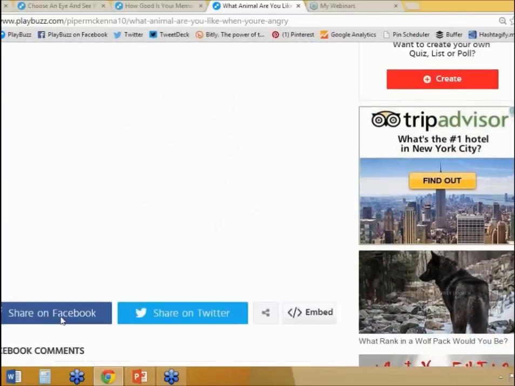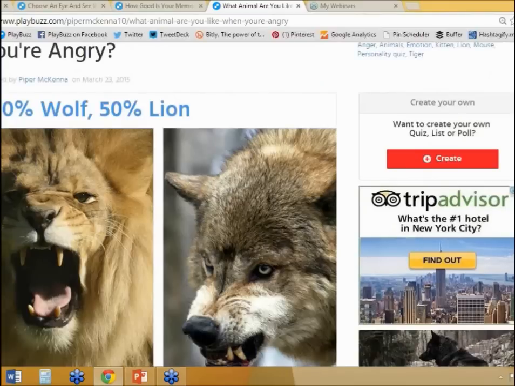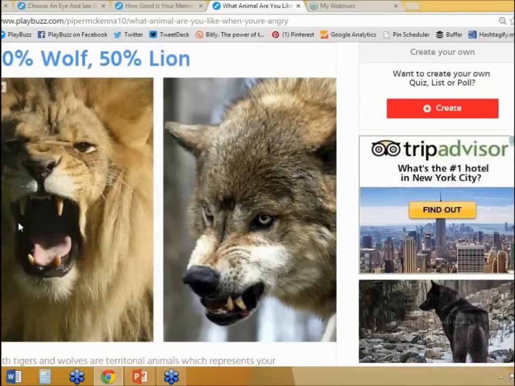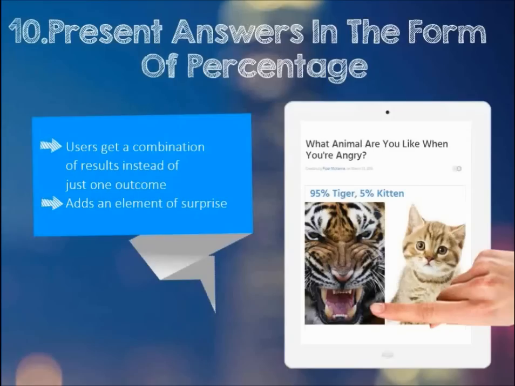As they went through the questions, they were probably expecting one animal, but instead they got two. 50% wolf, 50% lion. Now this is really cool because you can combine more than one answer, and instead of giving the audience something once again that they've seen a million times before, this added the element of surprise. They were expecting one animal, and instead we surprised them with two. So this paid off big time, and this quiz really kind of nailed that particular form of presenting answers.